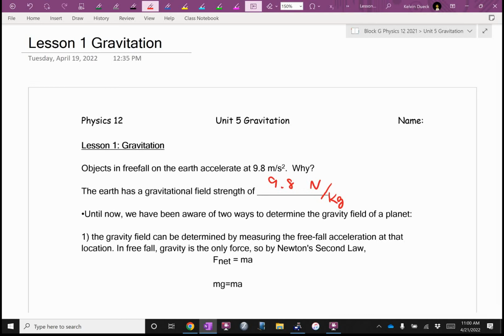The reason objects in free fall accelerate at 9.8 meters per second squared is because the gravitational force pulling on them pulls on them with 9.8 newtons of force for every kilogram of mass that they have. Not a coincidence that those are the same numbers. It's because they're both accelerations, different ways to write them.